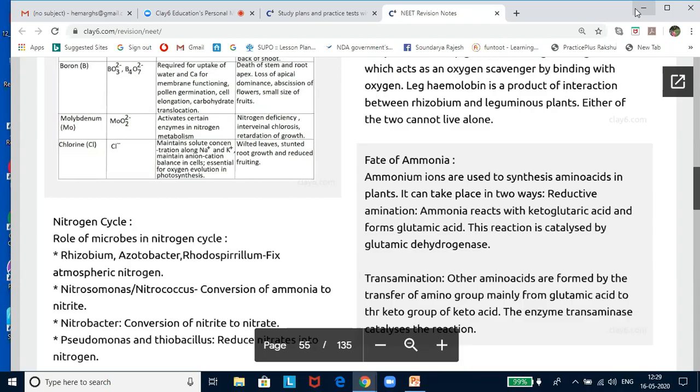Now let us look at translocation of solutes. Mineral salts are translocated through xylem along with the ascending stream of water which is pulled up through the plant by transpirational pull. Analysis of xylem sap shows the presence of mineral salts in it.